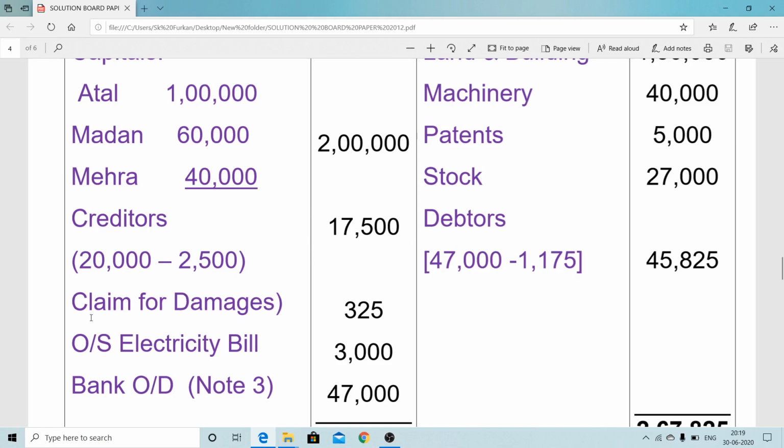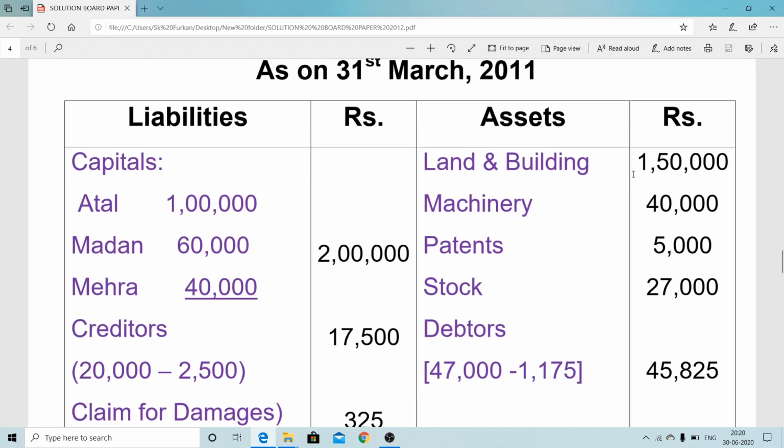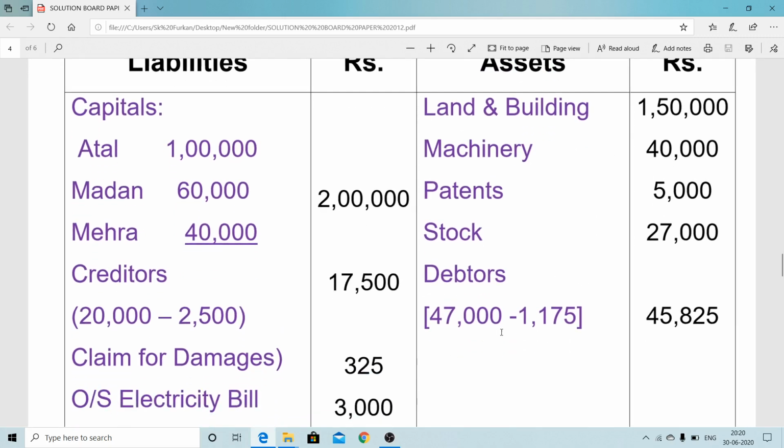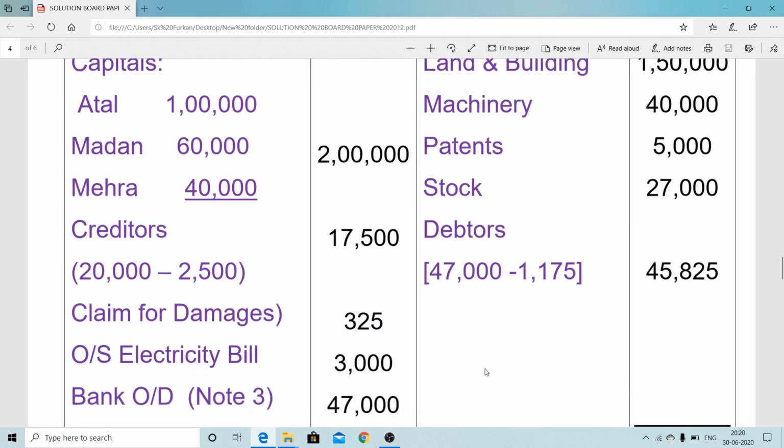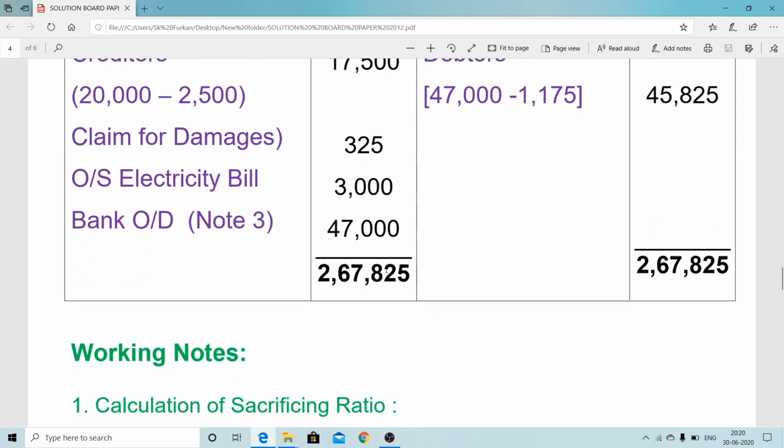Unrecorded liability claim for damage 325. Outstanding electric bill 3,000. This one, bank overdraft, how it came, is in working note 3. You will check the working note afterward. So now let's see the asset side: land and building 1,50,000, machinery 40,000, patent 5,000, stock 27,000, debtors 47,000, less provision 4,5,825. This way the total of the asset side is coming 2,67,825. Now this is the question: how did it come as a bank overdraft?